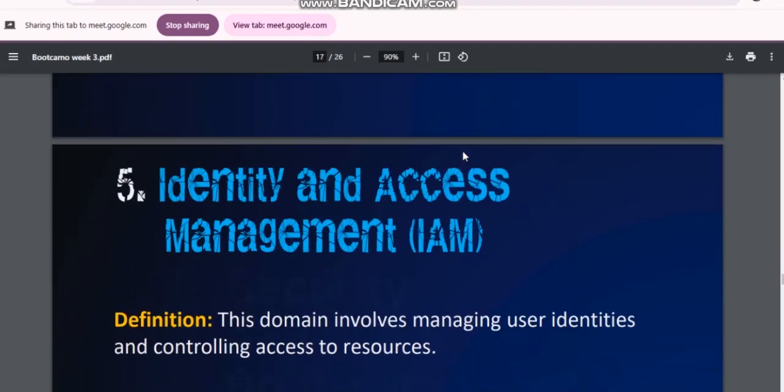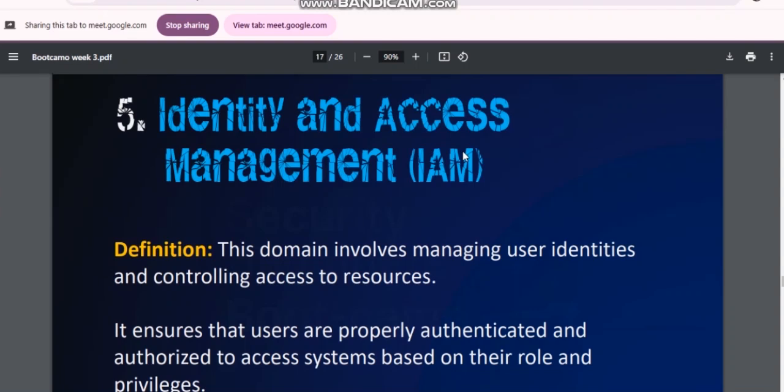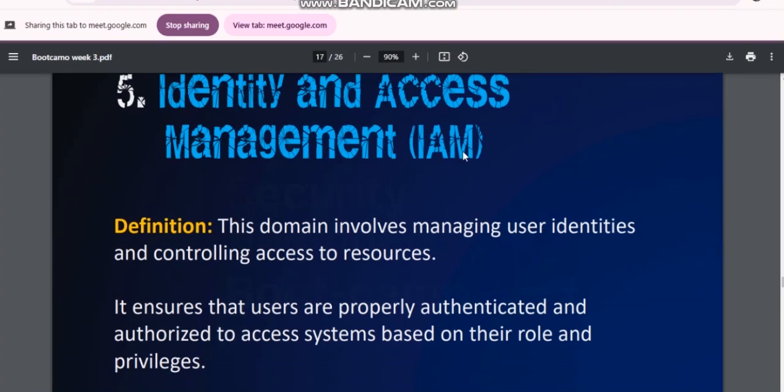So the fifth domain here is the Identity and Access Management (IAM) domain. This domain involves managing user identities and controlling access to resources. It ensures that users are properly authenticated and authorized to access systems based on their role and privileges.